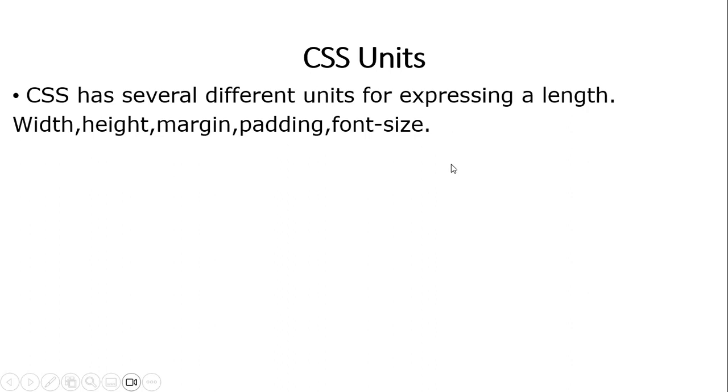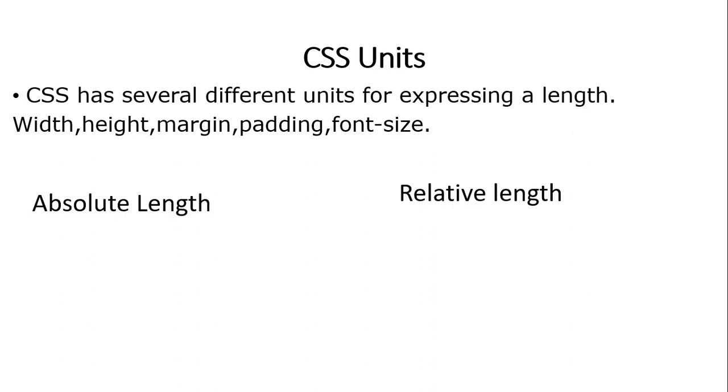I have already told you that we have two types of length: one is the absolute length and another one is the relative length. Absolute length means it has a fixed size. If we know the output device, then we use the absolute length. And if we don't know the output device, then we use the relative length. Relative length means it depends upon the parent element and the root element. And absolute length means it is always a fixed value.